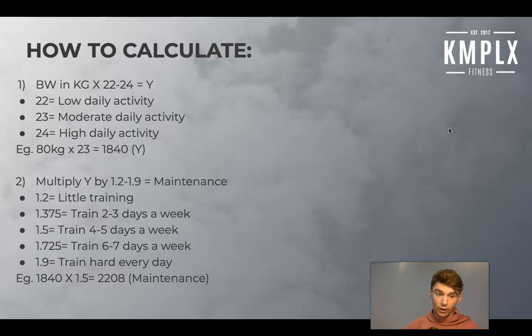What would that push out? So if I go for 1840, my Y, and I multiply that by 1.5, that's going to give me 2208. 2,208 calories is my maintenance. I could just say 2,200 calories is my maintenance.